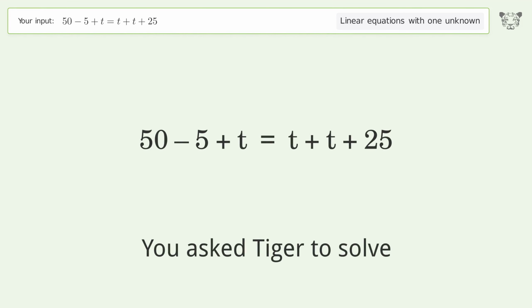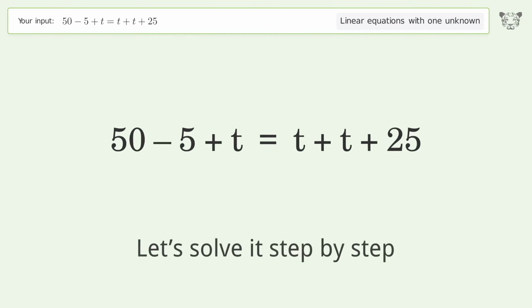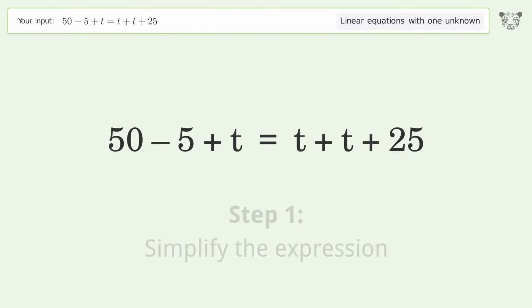You ask Tiger to solve this. This deals with linear equations with one unknown. The final result is t equals 20. Let's solve it step by step. Simplify the expression. Group like terms.